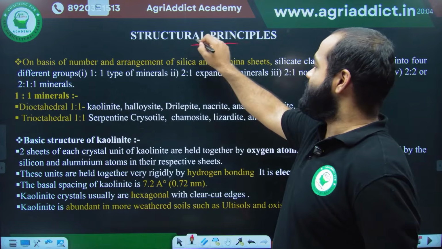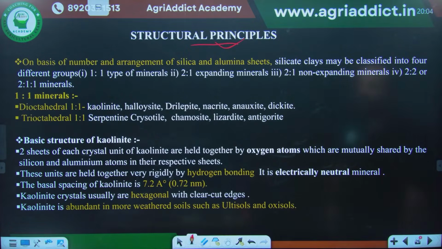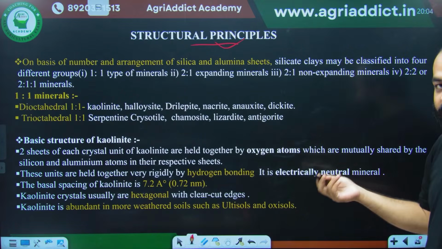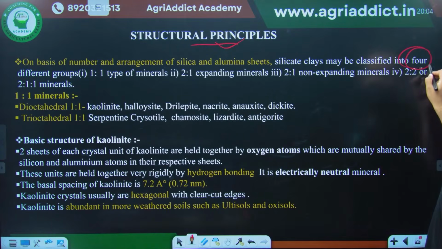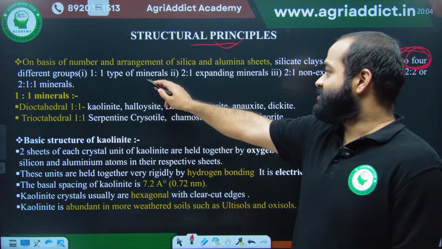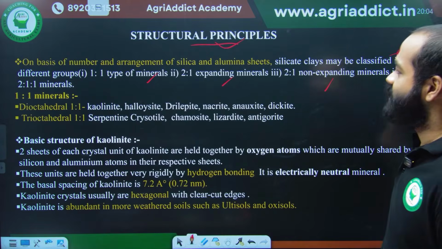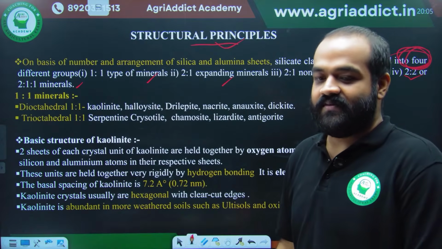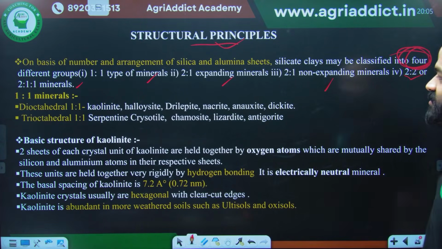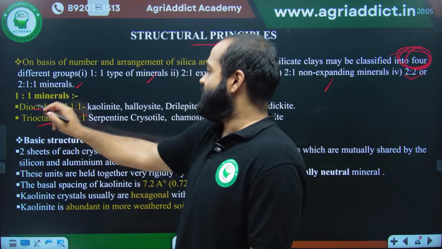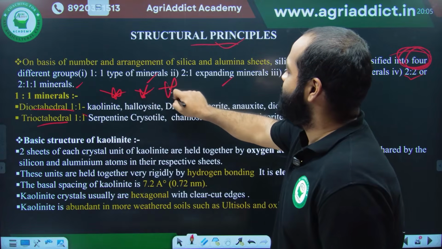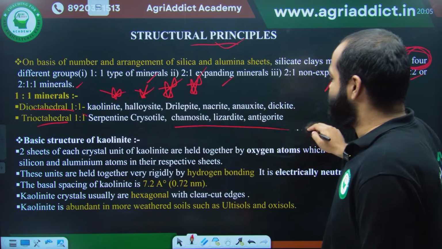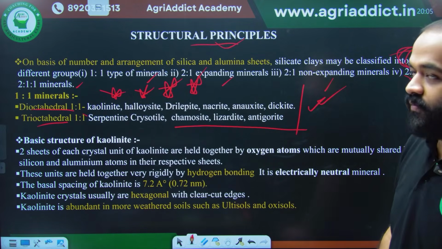So the structural principle, we will just come to that. On the basis of the number and arrangement of silica and alumina sheets, that is what I was telling. In two places it is 2, there it is 5, here you can see it is 4. So what does the 4 say here? 1:1 type, 2:1 expanding, 2:1 non-expanding, 2:1:1. Right? So if it comes in the exam, check where the question is coming from and what they are asking. In 1:1 also there are dioctahedral and trioctahedral types. All these examples are very, very important. That is why I have put them in this PDF. If you read this PDF, you will get these examples in one place and it will be very good for you, right?